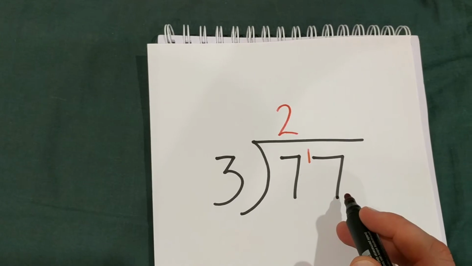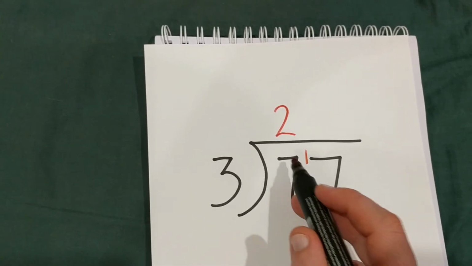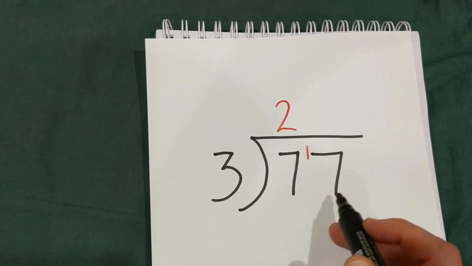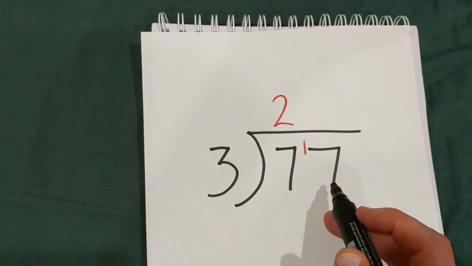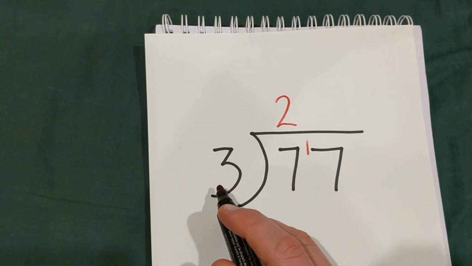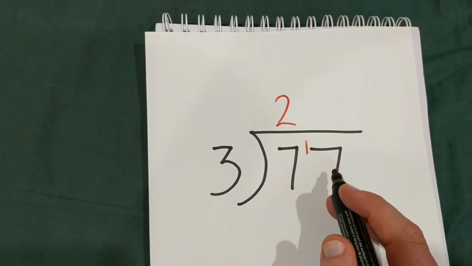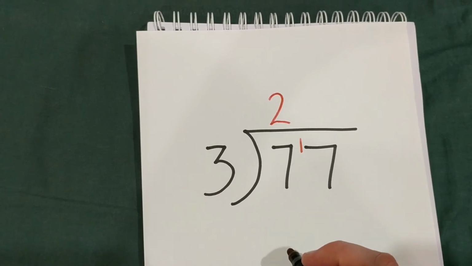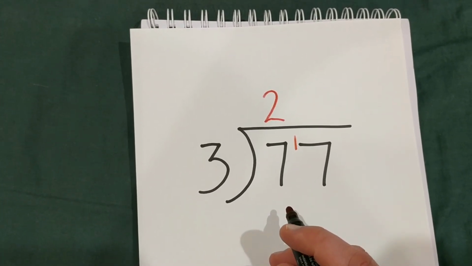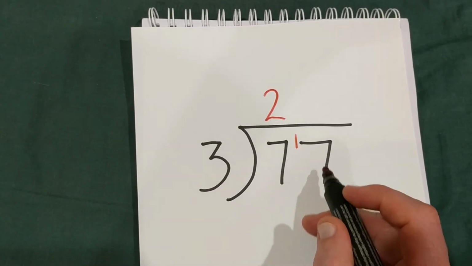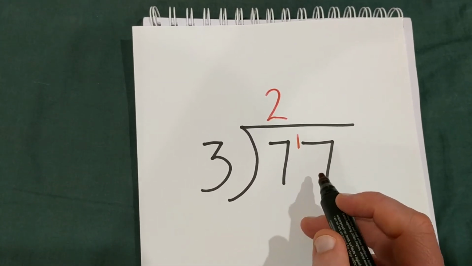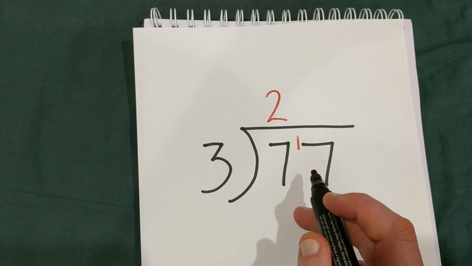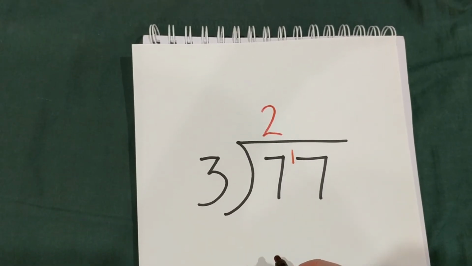So in this column we have 7 ones, and we brought over another 10 ones from the tens column. So really we have 17 ones. And then you go back and you say, right, okay, how many times does 3 go into 17 now? Well, again, we can use our times table, and we know that 3 times 5 is 15, which is close, and the closest we're going to get to 17. So we can say that it goes into 17 5 times, and there's still some left over.